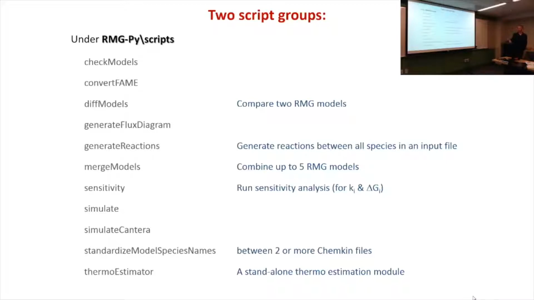Another one, standardize model species names. It will change the names, because sometimes they don't fit if you're using older ChemKin software. Thermo estimator, the same as generate reactions: if you'd like to just estimate thermo for a bunch of species, you can give RMG access to certain libraries and, of course, group additivity or machine learning, and it will estimate thermo for you. So these are all scripts in RMG-Py.